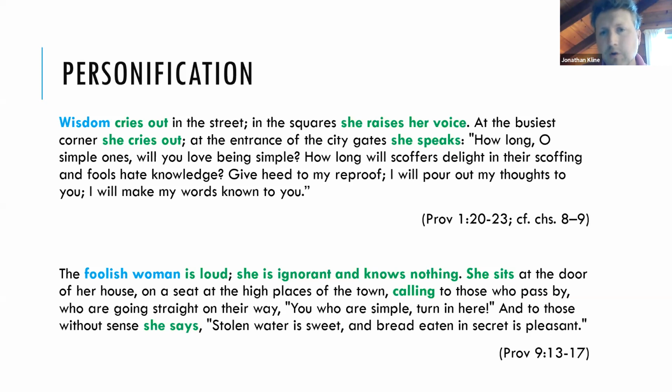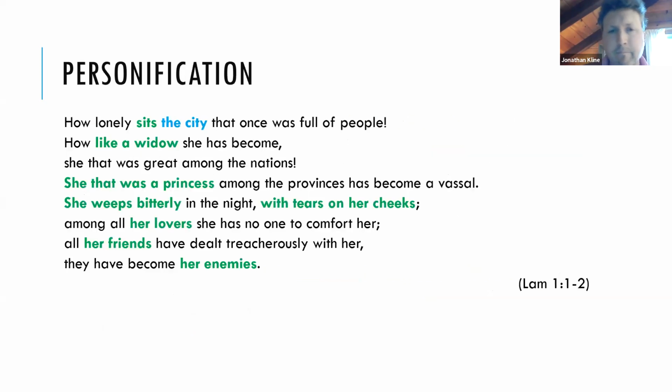She's crying out, she's raising her voice, she's speaking. Likewise, in Proverbs 9, you get folly, or the foolish woman who has human characteristics. She's loud, she's ignorant and knows nothing. She sits at the door, she calls, she says. Personification is used poignantly in Lamentations.